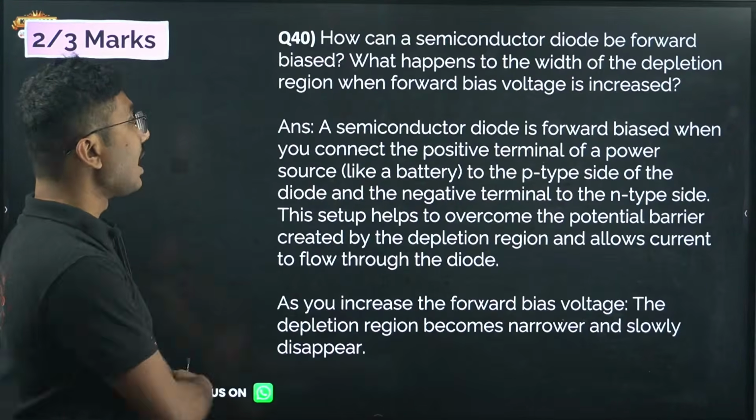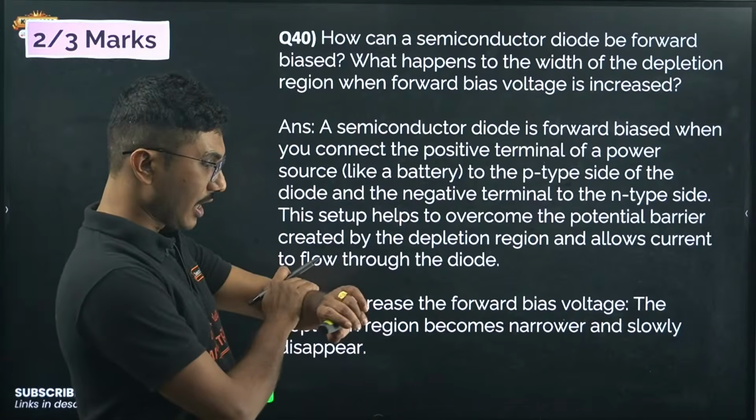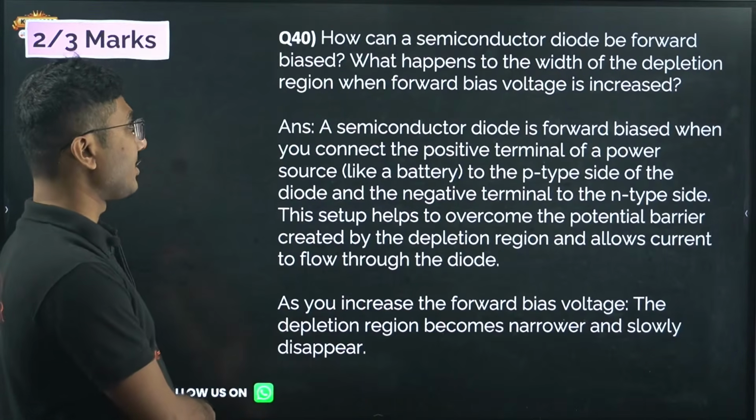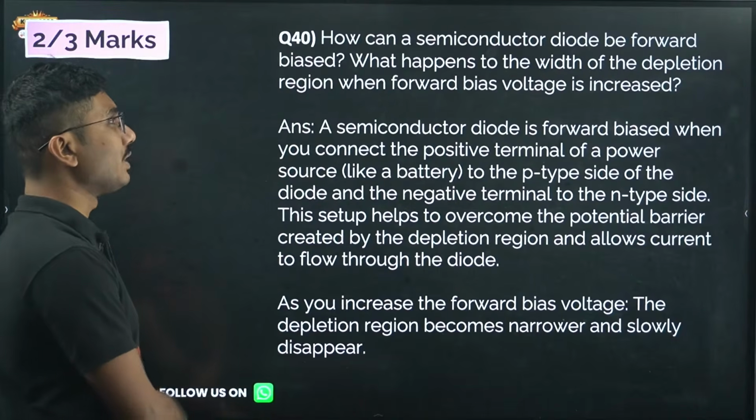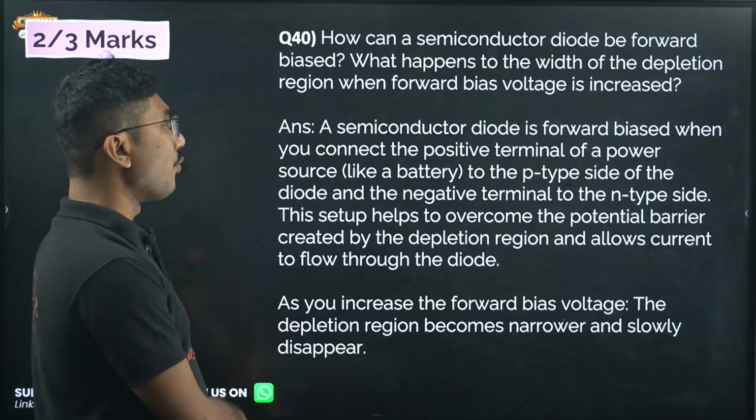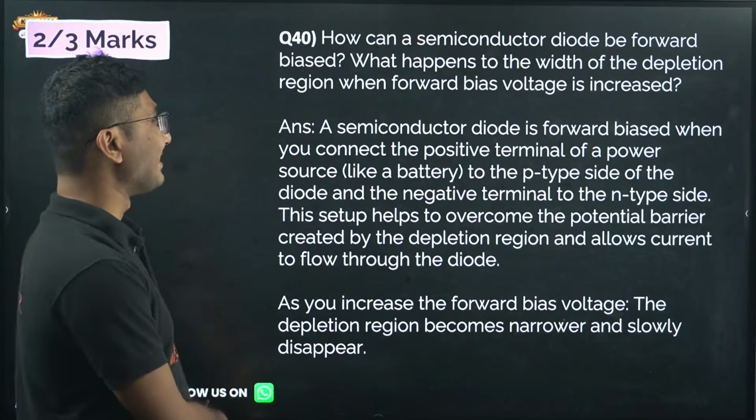Yes, quickly. I will finish it in another 20-25 minutes. How can a semiconductor diode be forward biased? What happens to the width of the depletion region when forward bias voltage is increased?